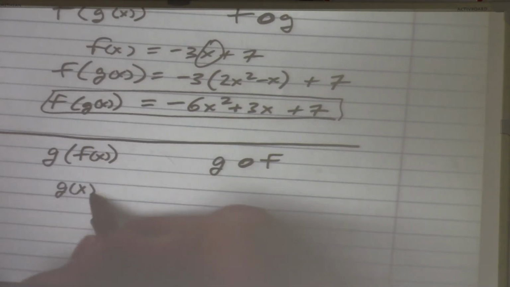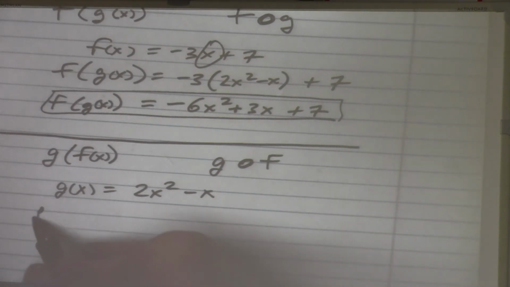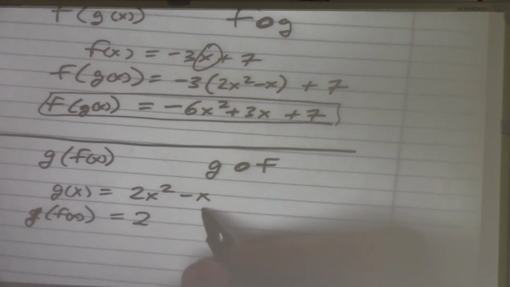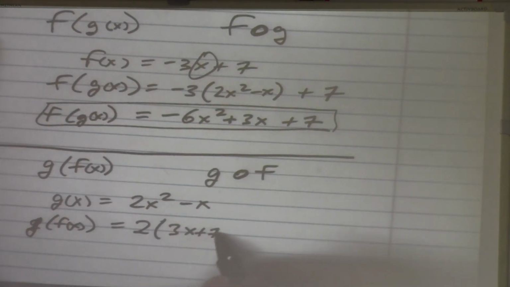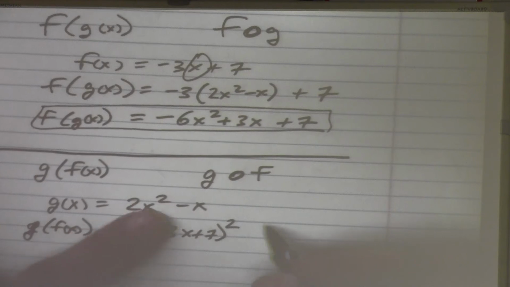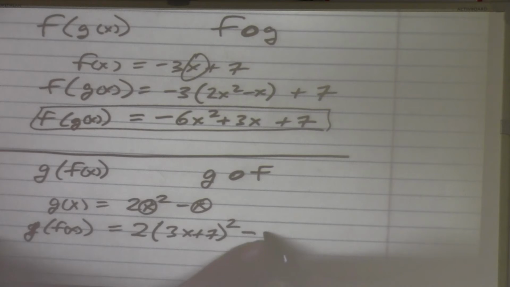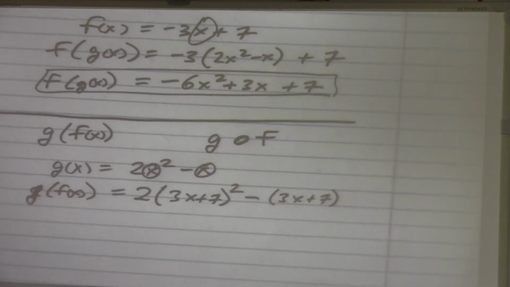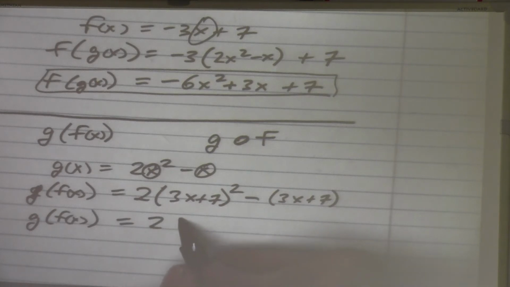So g of x is equal to 2x squared minus x. And so now g function of x is equal to 2. And I need to take what the function f of x is and put it inside to replace the x. And then so this gets replaced minus, and there's another one, minus 3x plus 7. So that also gets replaced. Two of them can be replaced. Now, that means, and I'm about to make a mistake here.